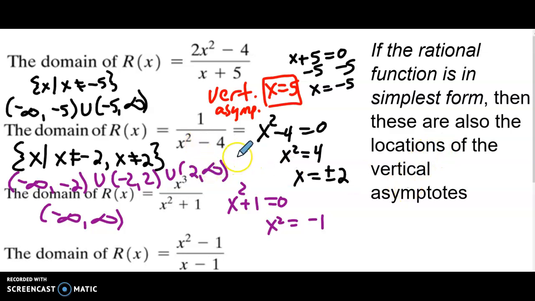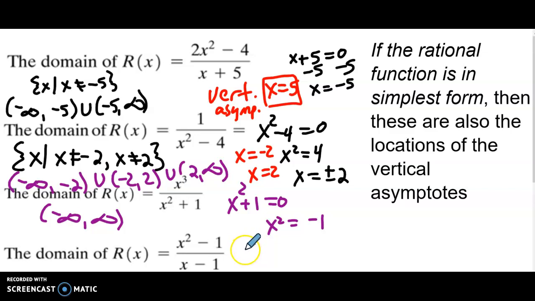There'll be two vertical asymptotes here. X equals -2, okay, a vertical line straight down at -2. We usually dot it, right, for an asymptote. And the other vertical asymptote will be x equals 2. Here, there are no vertical asymptotes. It's all reals.